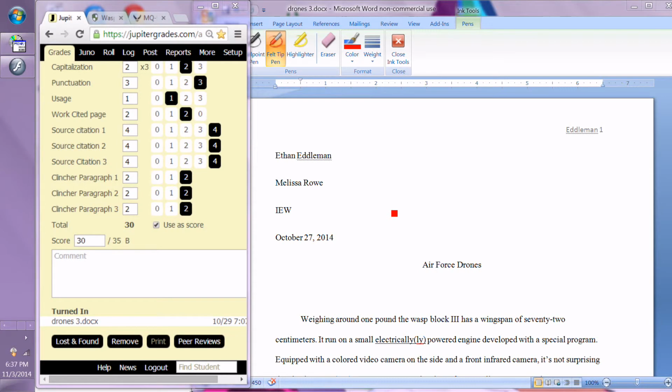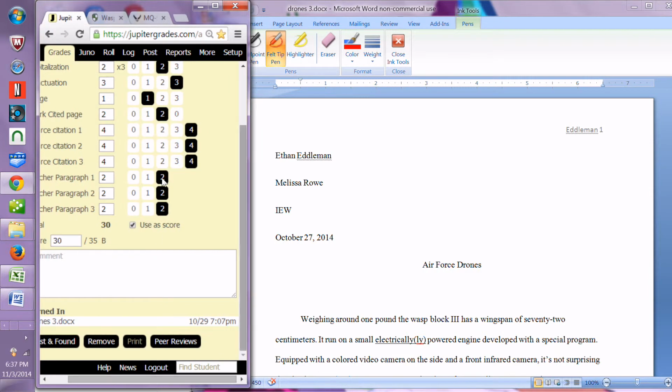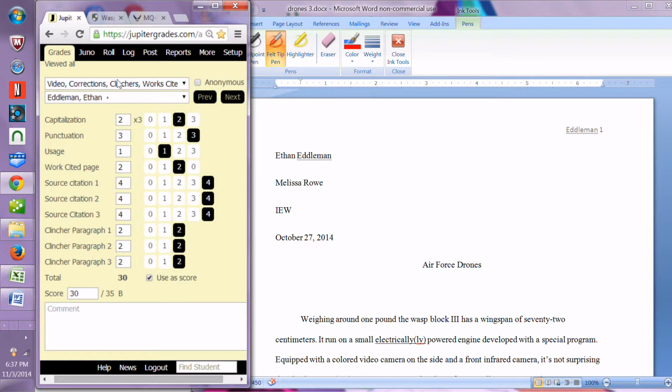Ethan, let's go over your paper. As you can see, you did a good job on the paper. You got a 30 out of 35 points. This has changed a little bit. I gave it a second look and I saw some capitalization errors. So that's the main change.